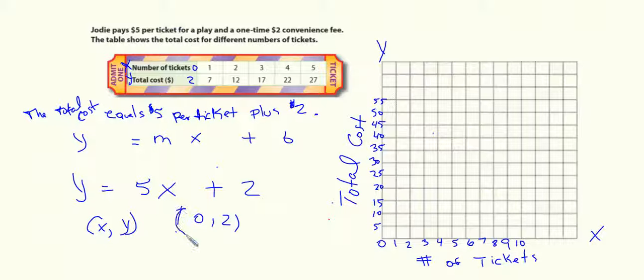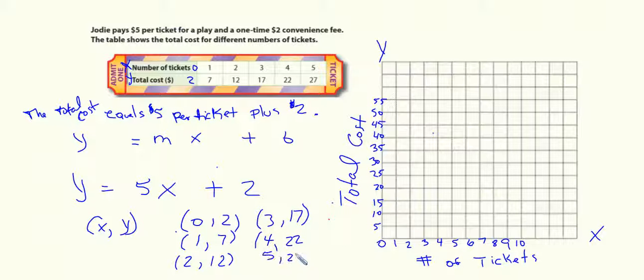So here I have, that's ugly parenthesis. There we go. So I've got, when x is 0, I still have to pay $2. When I buy one ticket, I'm paying $7. (2, 12), (3, 17). All right, so there we go.